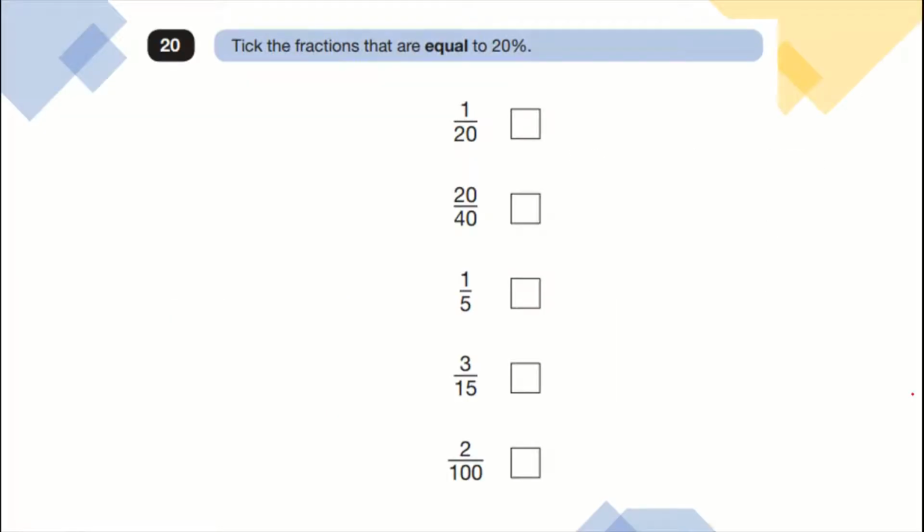Question 20. Tick the fractions that are equal to 20%. First of all, we're going to start off by making all of these fractions into percentages. So 1 over 20 as a percentage, that would be 5%. 20 over 40, if we simplify that as a fraction, that would be 1 over 2. And as a percentage, that would be 50%.